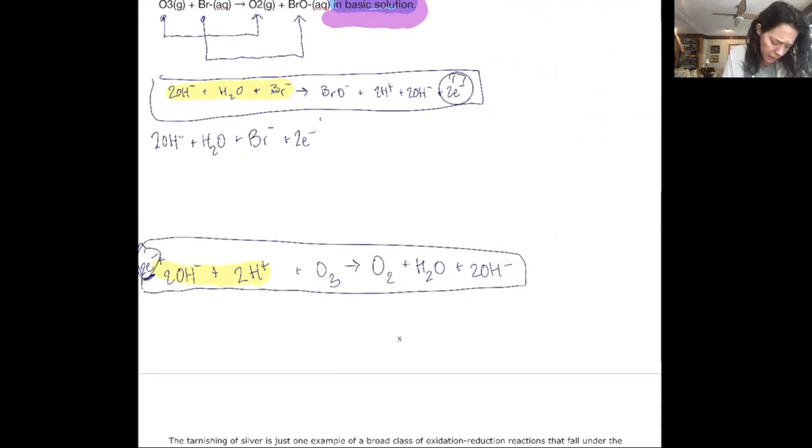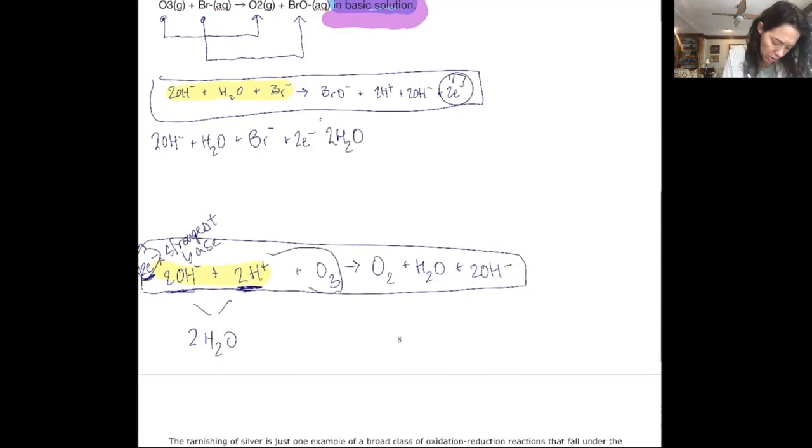Now look here. I've got 2 hydroxides and 2 hydrogens. Those are going to combine to make 2 waters. Remember, hydroxide is like the strongest base there is. If there is a hydrogen ion floating around, he's going to take it, right? Bases take protons. He's the strongest base. So I might as well just go ahead and write 2 waters here. And don't forget the oxygen there, I left him out. So that's a plus the O3.